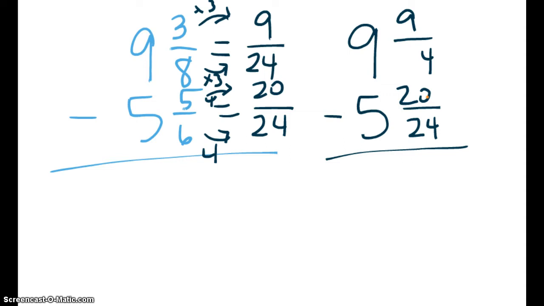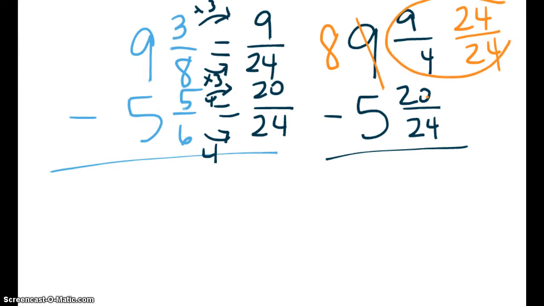We cannot take 20 from 9, so we've got to come over here and we have to regroup. So let's take a whole from 9. So that means that now I have another 24/24 because that's one whole. If I combine those, what I'm going to have is 9 and 24 together, and that makes 33/24.